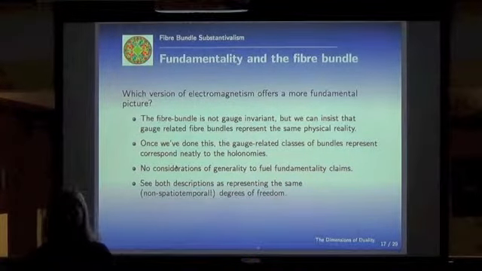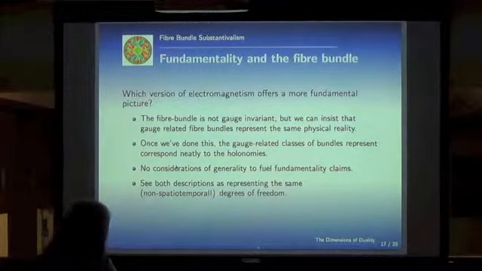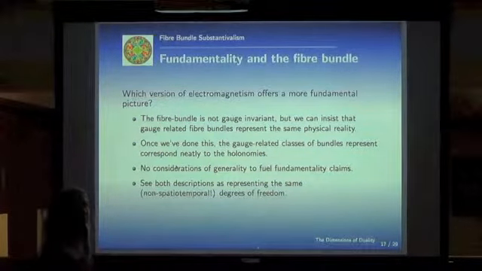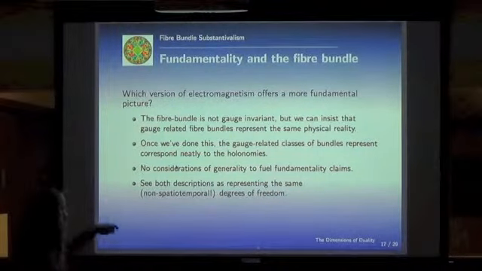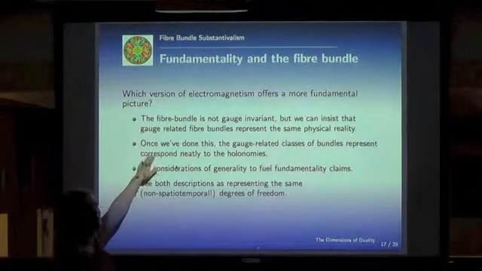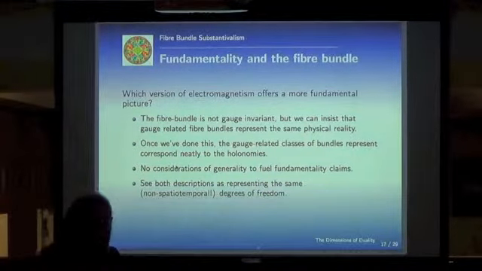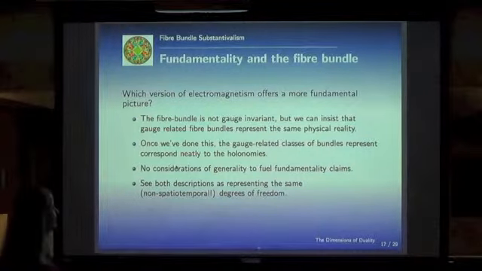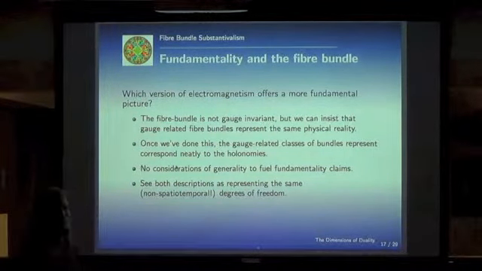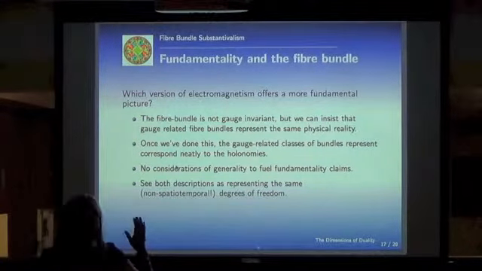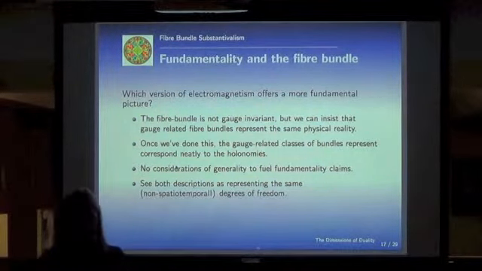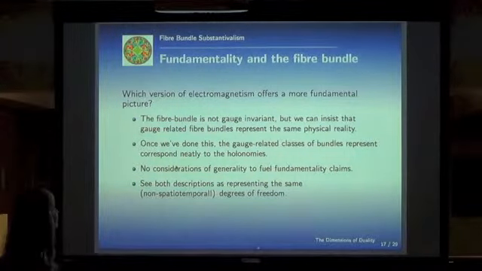What about fundamentality in the fiber bundle? Well, which version of electromagnetism offers a more fundamental picture? As I said, the fiber bundle isn't really gauge invariant. You can insist, though, that gauge-related fiber bundles represent the same physical reality. You can always play that move. And once you've done that, the gauge-related classes of fiber bundles just correspond neatly to the holonomies, in the sense in which you really are capturing exactly the same information in the two descriptions. That's why they're both good descriptions of electromagnetism. You've got no considerations of generality here to fuel any fundamentality claims. So really, there's no point in thinking that one of these is more fundamental than the other. Both descriptions just represent the same non-spatiotemporal degrees of freedom, right? And then we might want to puzzle out what we want to say about those non-spatiotemporal degrees of freedom. But there aren't obvious reasons to think that one of these is more fundamental than the other.